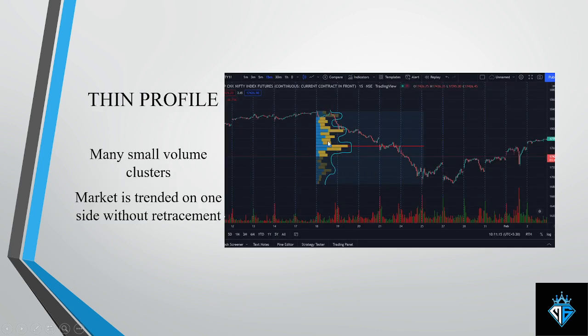The next one is the thin profile. In the thin profile, the market trades on one side without any big retracement. It won't look like the letter P, D or B, but like this. There will be many small volume clusters, because the market is traded on one side. These volume clusters will act as a POC or a support and resistance zone.